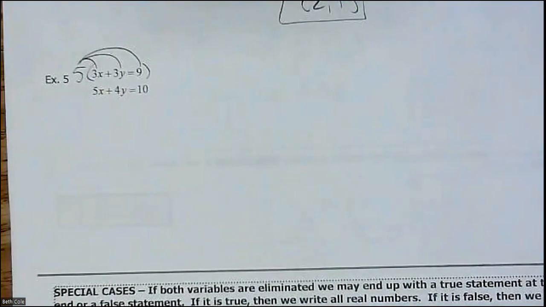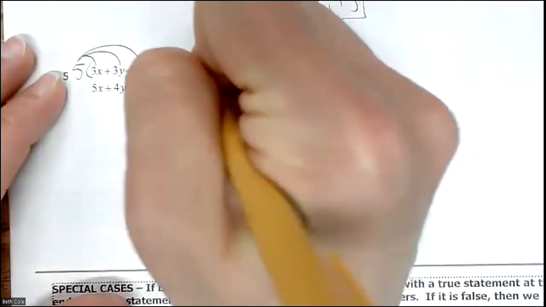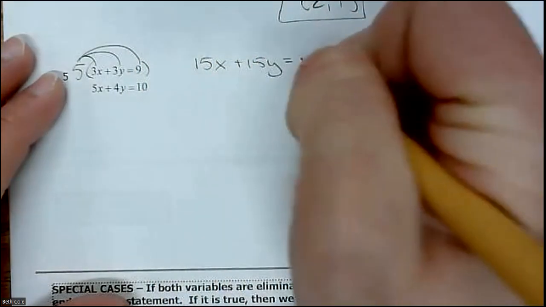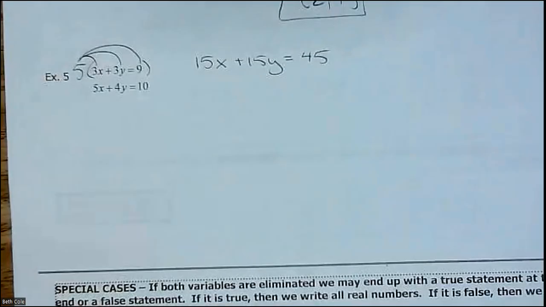Where did the 5 come from? Our brain. You have to come up with that. It's not on the paper anywhere. If you distribute a 5, that'll give you 15x plus 15y equals 45.